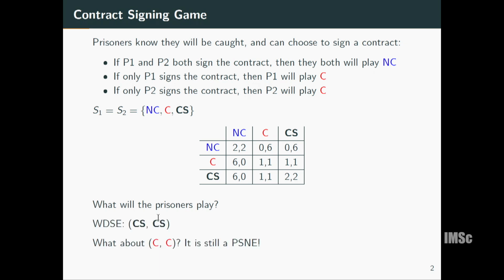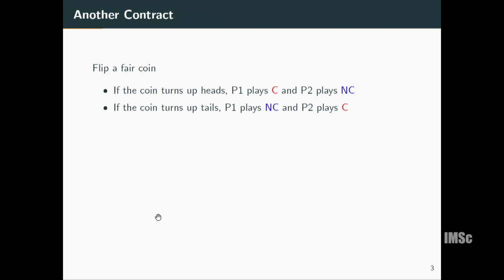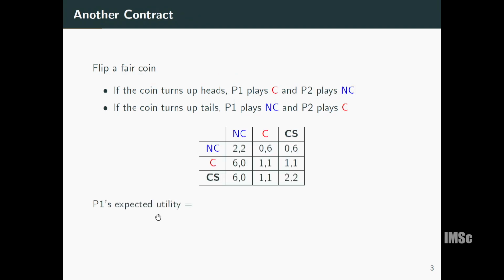Then we said to imagine a random contract where, if the coin turns up heads, you stick to this cell where one person gets 0 and the other person gets 6. If the coin turns up tails, you stick to this cell. In this case, the expected utility for both players will not be 2, 2 but 3, 3, because with half probability player 2 is getting 6, whereas with half probability player 1 is getting 6. So it will be 3, 3.